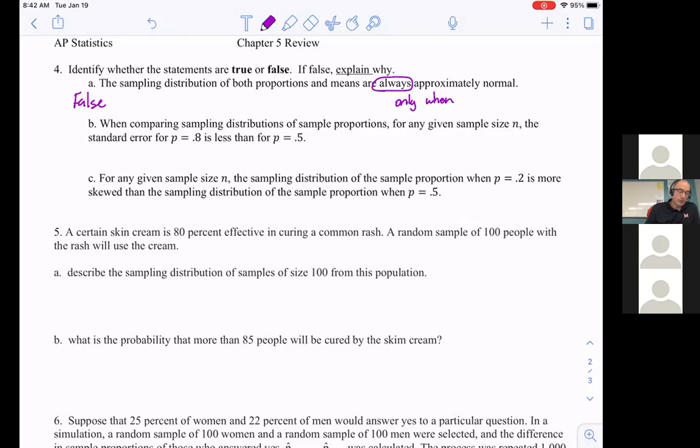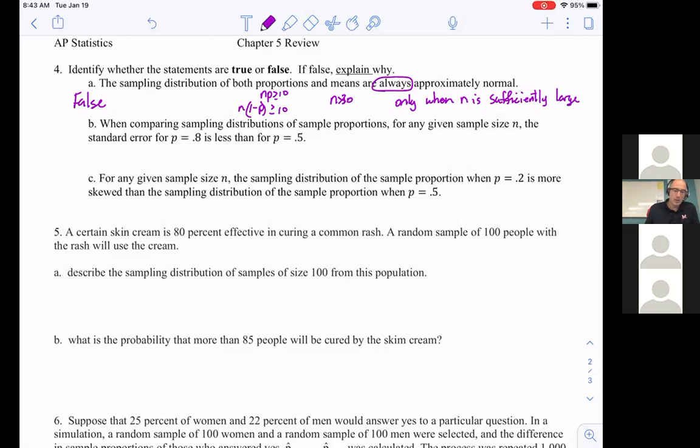And it's going to be normal when what? Only when n is sufficiently large. So again, remember, for proportions, this is going to be n times p is greater than or equal to 10, and n times 1 minus p is greater than 10. For means, n is greater than 30. So again, you just got to start paying attention to, hey, is it a proportion problem? Is it a means problem? It makes a difference.